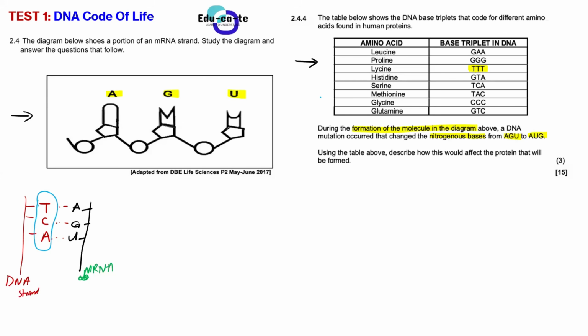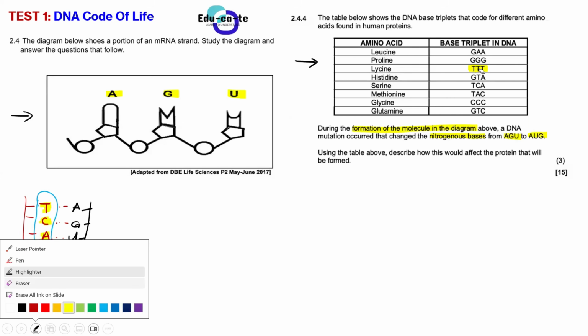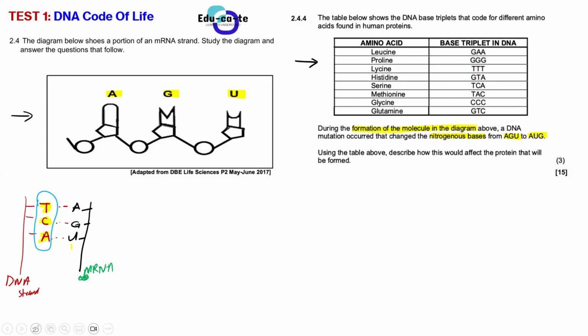And since you are given a base triplet and an amino acid, it means that you go to the table and look for this base triplet TCA. What amino acid is it producing when you look for TCA? Serine. When you go to the table, you locate the base triplet TCA. Where is it? Here. It is coding for the amino acid known as serine. So with this mRNA codon, which is AGU, we were supposed to get the amino acid serine, which corresponds to the DNA-based triplet TCA.